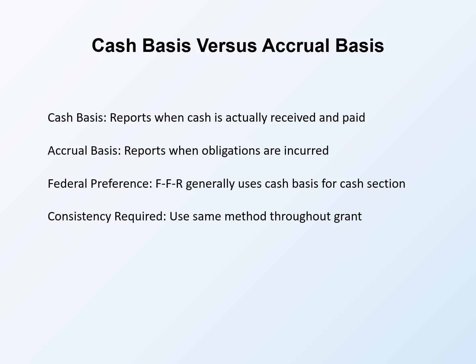Federal preference for the FFR cash section generally uses cash basis. The cash section tracks actual cash received and disbursed. Other sections may use accrual basis depending on instructions. Check the specific instructions for your report. Consistency is required in your reporting method. Once you adopt an accounting basis, use it consistently throughout the grant. Switching methods mid-grant creates confusion and comparability problems. If you are uncertain which method to use, consult your sponsored programs office.